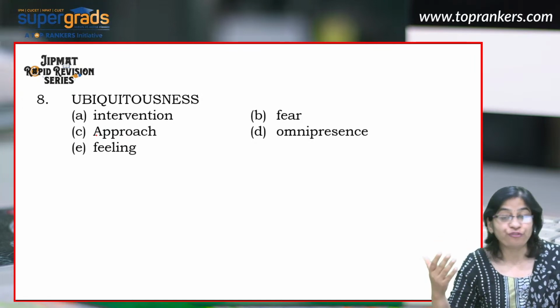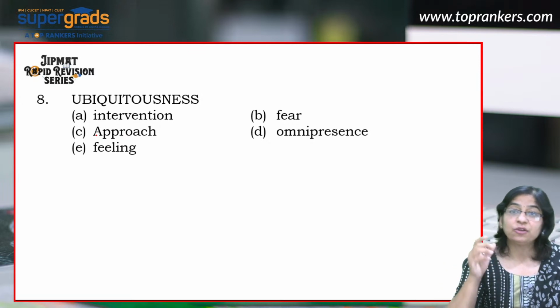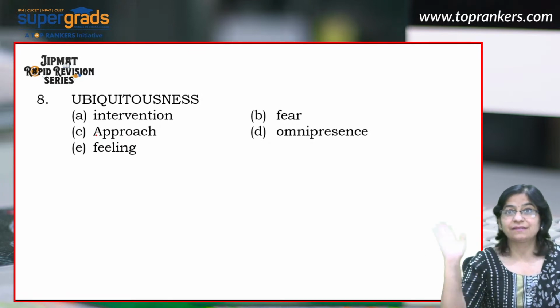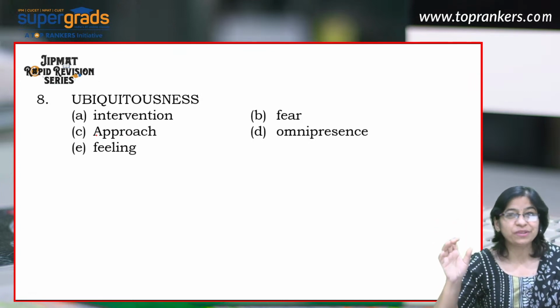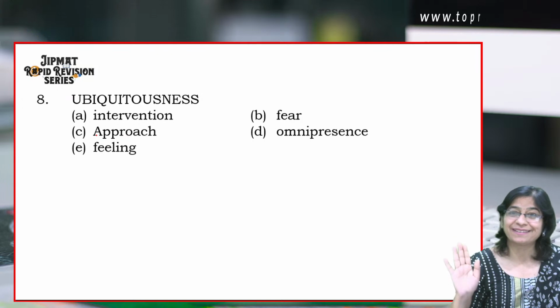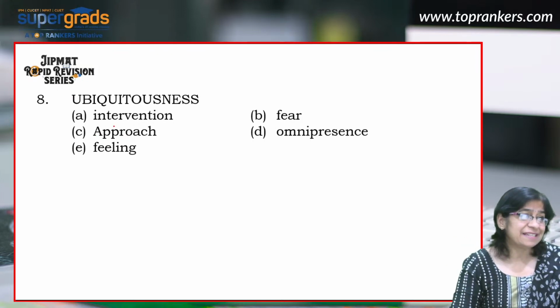Ubiquitousness is a noun form of the word ubiquitous. Now, ubiquitous is something that's present everywhere. Think about it. What do you think is present everywhere? Is it intervention? Not even close. You know what is intervention?